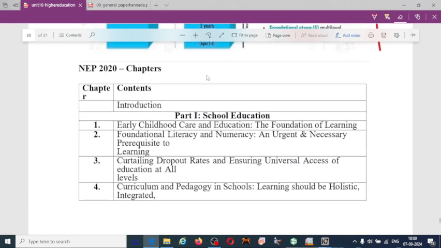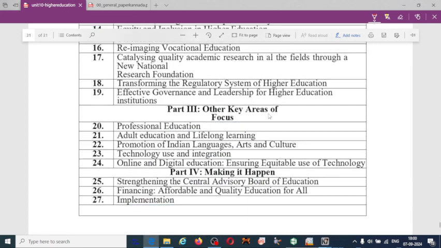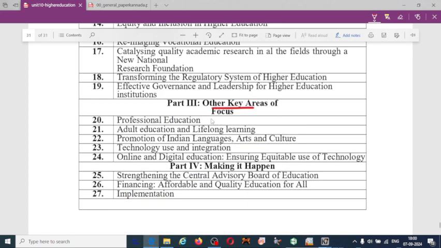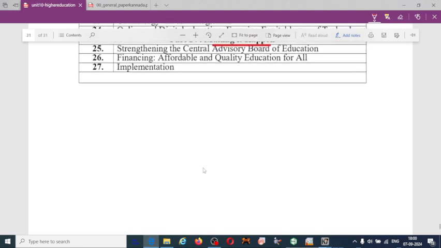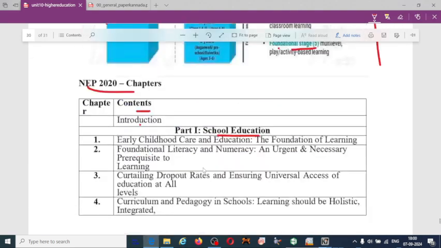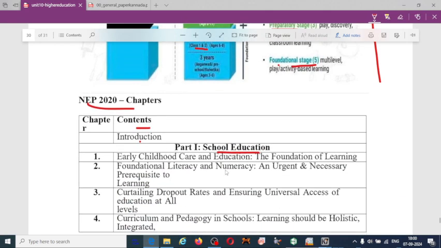NEP 2020 chapters. Chapter 1 is the introduction. Then School Education, Part 1, Part 2, Higher Education, Part 3, Other Key Areas of Focus, and Making it Happen, how we can execute the NEP. So these are all the chapters and content of NEP.